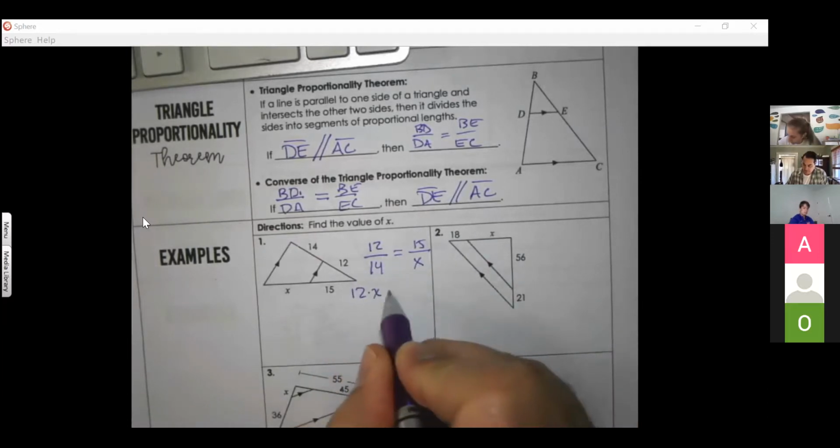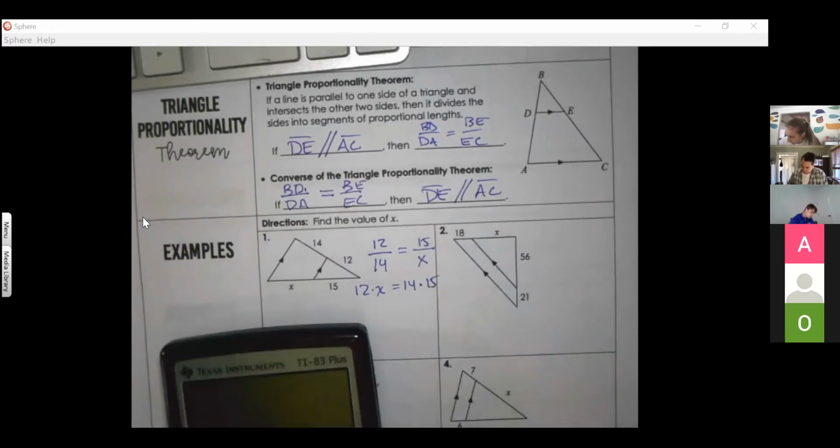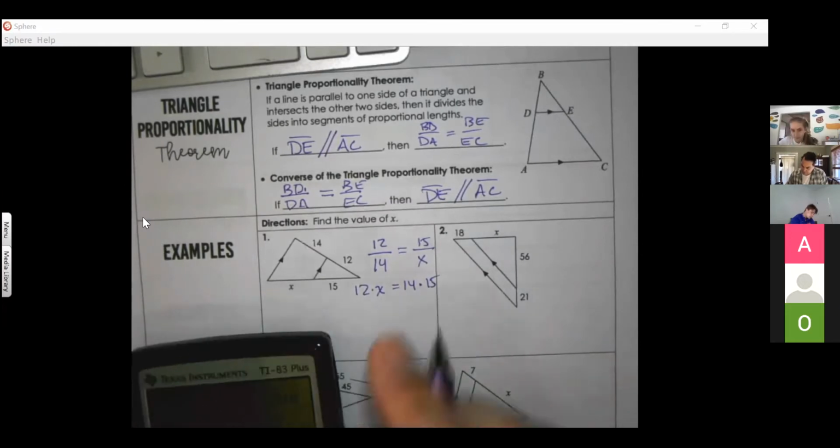12 times x equals 14 times 15. 14 times 15 is 210. So 12 times x equals 210. Divide by 12. And we get x is equal to 17.5.